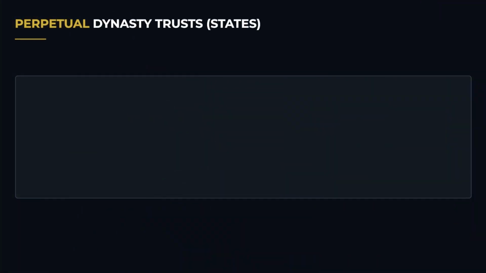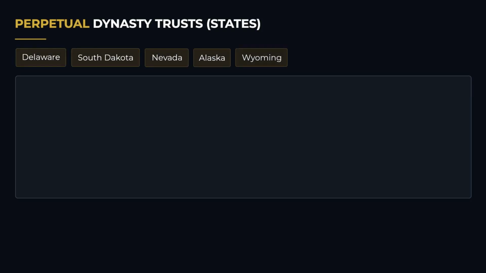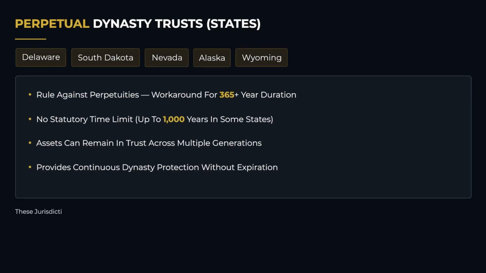Feature number 4, the rule against perpetuities workaround. In the past, trusts couldn't last forever. State laws enforced the rules against perpetuities. Trusts had to terminate within 21 years of the last beneficiary's death. Naturally, wealthy families lobbied for change. So today, 19 states allow perpetual dynasty trusts. Delaware, South Dakota, Nevada, Alaska, Wyoming. You can establish a dynasty trust that legally lasts forever. It never terminates, it never divides, and it's never forced to liquidate.